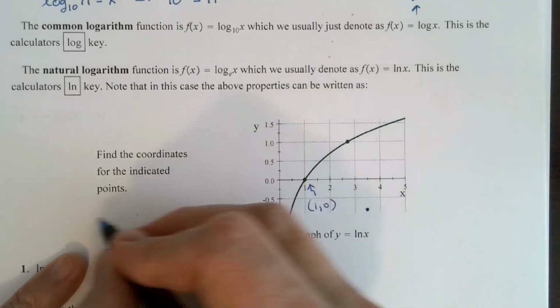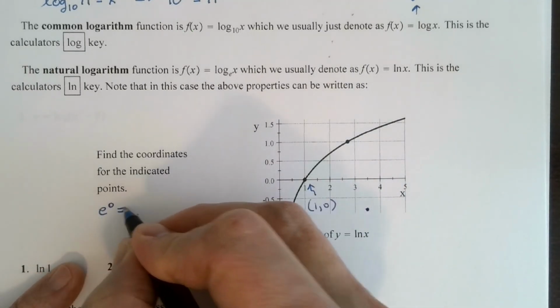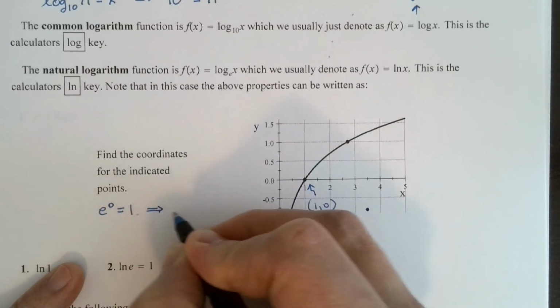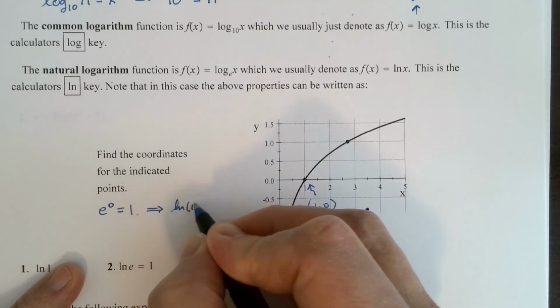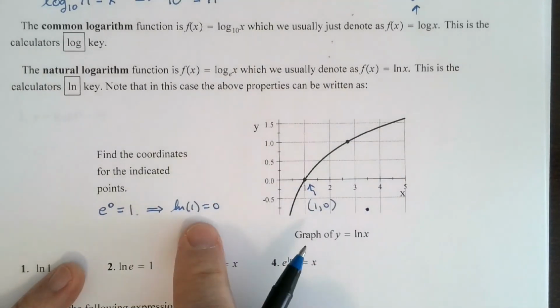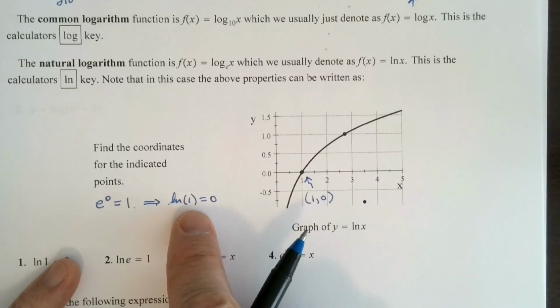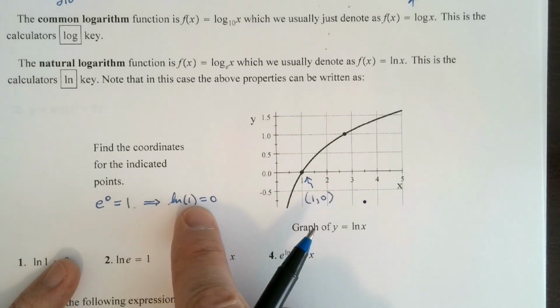So again, e to the 0 equals 1, and therefore the natural log of 1 is 0. I like to put parentheses around that. Again, it's like a function. This is not ln times 1. This is natural log of 1. A lot of times they don't write the parentheses there.